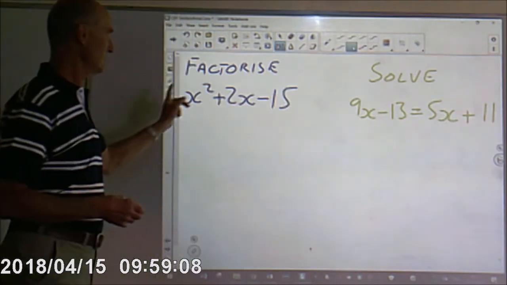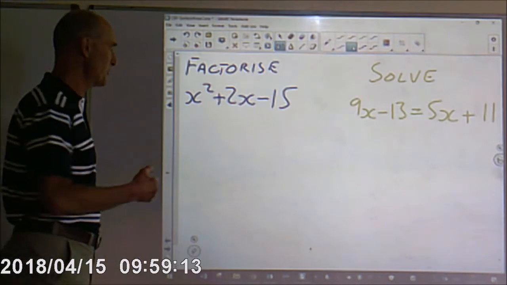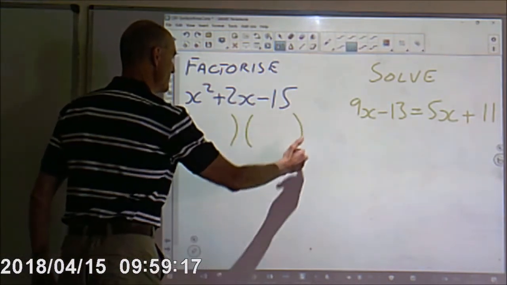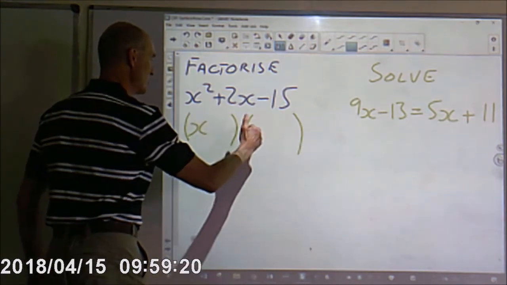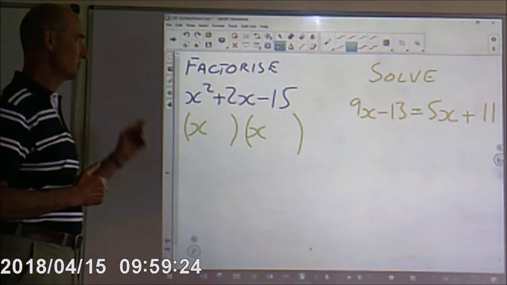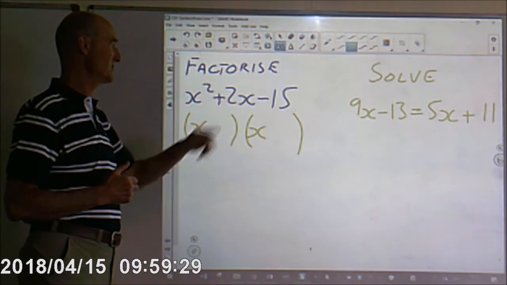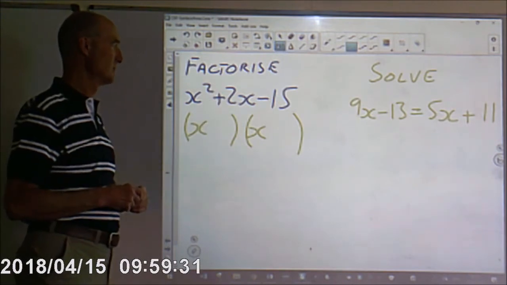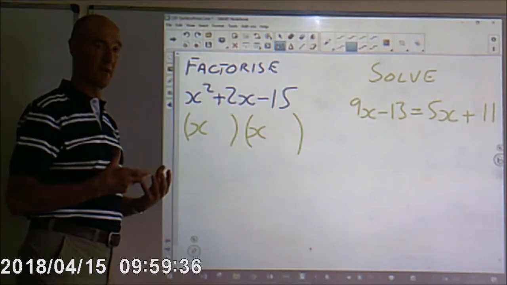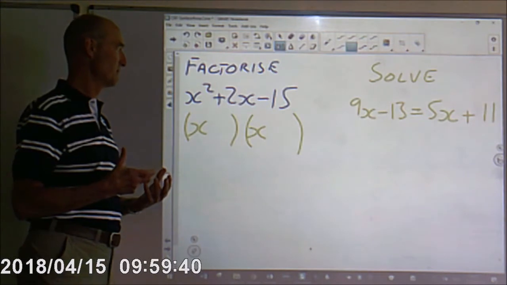First one we're going to look at, factorising this quadratic expression. It's a quadratic expression, so it means you're going to be factorising the expression into two brackets. The first thing you can do is put an x at the front of each of the brackets. Then you've got to decide what two numbers multiply to make a negative 15 but add to make a positive 2. So because they multiply to make a negative 15, one of the numbers has got to be a negative number and one of the numbers has got to be a positive number.